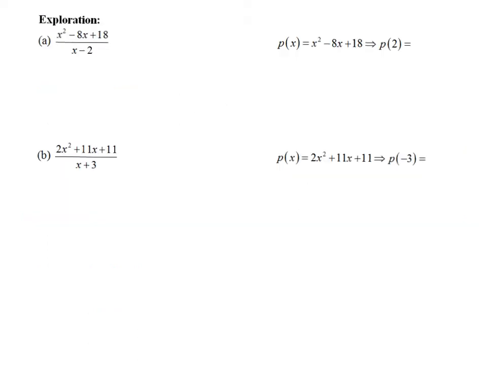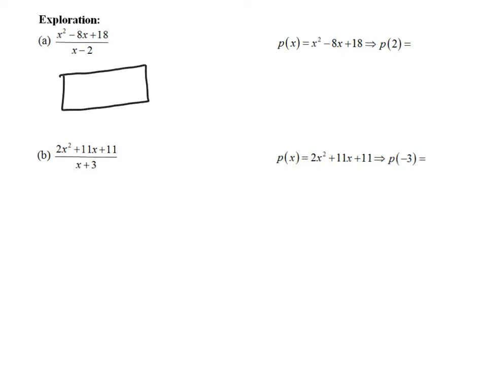So let's move on to our exploration, where we're going to start to investigate another method for finding out if I have a factor or if I have a root of a polynomial. So on the left side, you'll see that I'm doing a division. For the first one, let's go ahead and do our box division again.